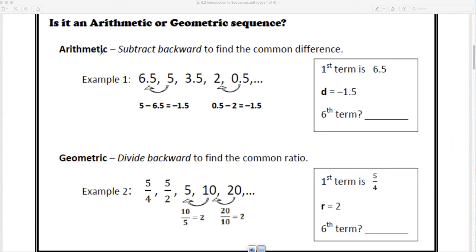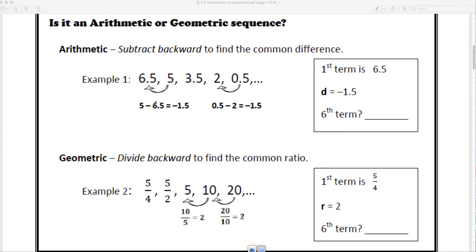All right, arithmetic sequence. This is the idea of subtracting backwards. Okay, I find a term. This is the one that precedes it, and I take this term at the end and subtract the term in front of it, and that's how I get a common difference. Now, in order to know that it's actually an arithmetic sequence versus a geometric sequence, I need to do that at least twice. It doesn't matter if I start here, it doesn't matter if I start here, or somewhere in the middle. So, same thing.